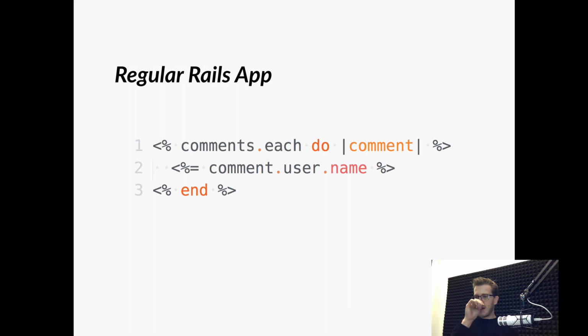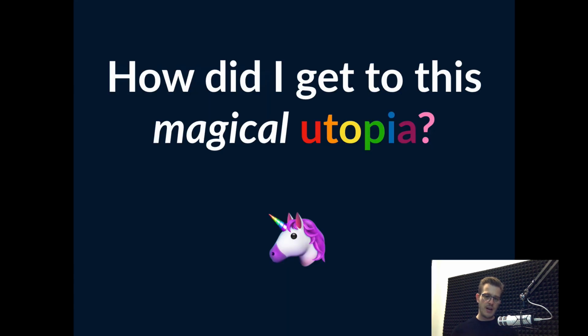So how on earth did I manage to get to this magical utopia where my models are lightweight, my controllers are really neat and organized, and my views still look like regular Rails applications? I did have a slide for that, but I didn't hit the button for it. How on earth did I get to this magical utopia? You might wonder, well, how did I get to it?